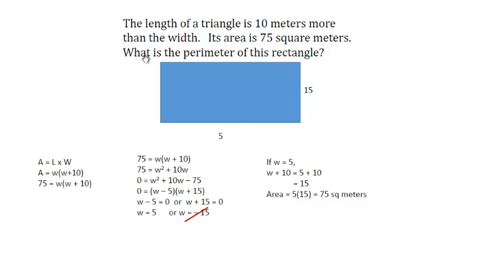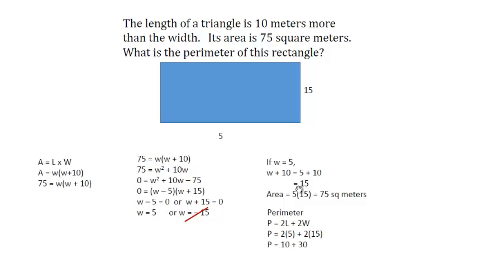Now the last part of the problem said, what is the perimeter of the rectangle? So to find the perimeter, we use the formula P equals 2L plus 2W. Well, we know the L and we know the W. I think I've got 2W plus 2L here actually, but it doesn't matter. We're going to double each one of those. So 2 times 5 and 2 times 15.